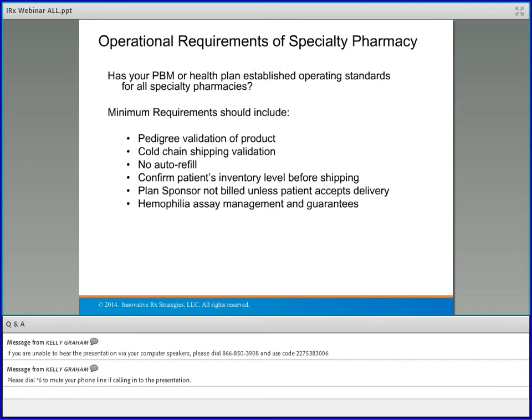So that's really what we're talking about: confirming the patient's inventory level before shipment. Make sure that they have the right day supply left. Because like I said, it's going to get overnighted to them in most cases. They'll get it the next day. It's not like they're going to run out of medication. But if the patient doesn't accept it, one of the things we want a lot of times is that the plan sponsor doesn't get charged for it. We want that specialty pharmacy to be responsible for shipping it to the patient when they're there and able to receive it, and not just randomly sending it out to them.